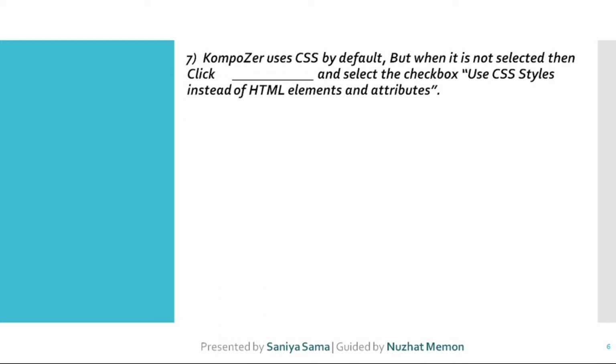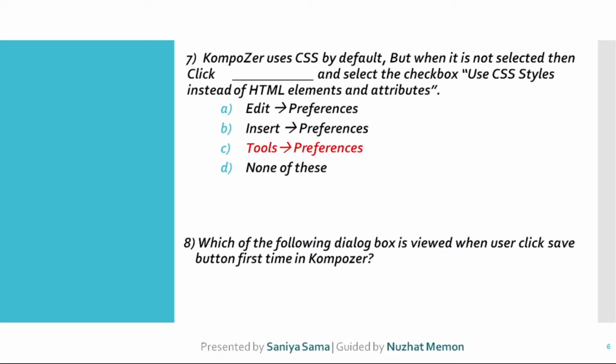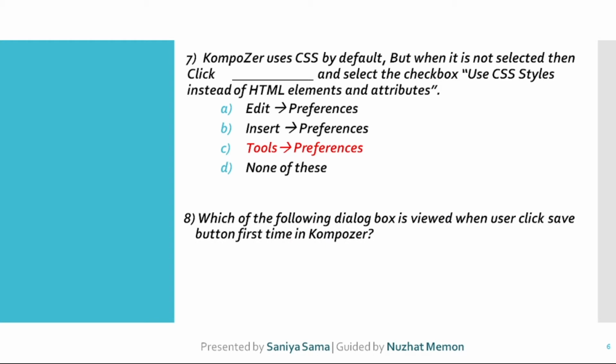Seventh, KompoZer uses CSS by default, but when it is not selected, then click dash and select the checkbox: use CSS styles instead of HTML elements and attributes. Option A, edit preferences, option B, insert preferences, option C, tools preferences, option D, none of this. The answer is tools preferences. Eighth, which of the following dialog boxes is viewed when the user clicks the save button the first time in KompoZer? Option A, close all, option B, save all, option C, save as, option D, page title. The answer is page title.